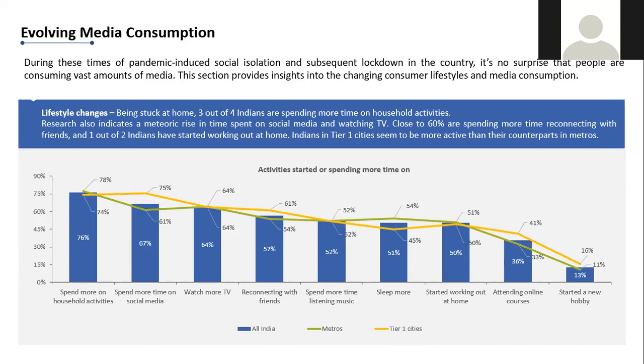So the first thing that we asked people is, because people are stuck at home, what is it that they are doing to keep themselves busy. I think 3 out of 4 Indians, so almost 75% of the people, are spending more time doing household activities and chores. And we see a huge spurt in time spent on social media and on watching TV. When you ask people about the key activities they are engaging with, they told us 76% are spending more time on social activities. 67% of our audience at an all India level are spending more time on social media.